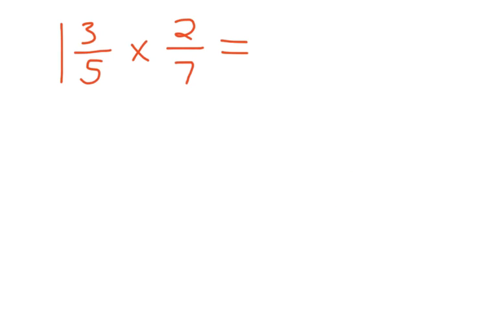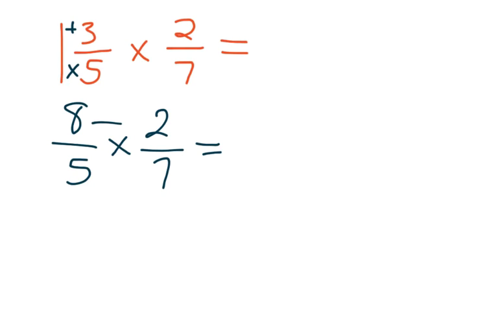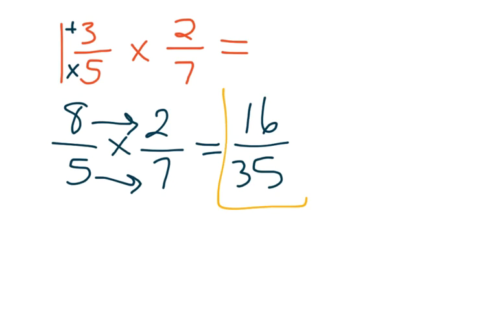Next example is just looking at multiplying a mixed number times a fraction. So we're going to change, once again, the mixed number into an improper fraction. So 5 times 1 is 5, plus 3 is 8. So you have 8/5 times 2/7, giving us 8 times 2 is 16. 5 times 7 is 35. So we have 16/35 as our final answer. Can't be simplified. That would be then in simplest form.